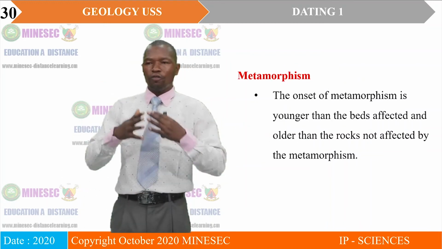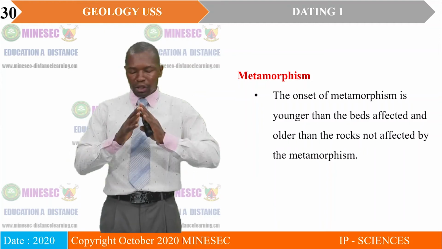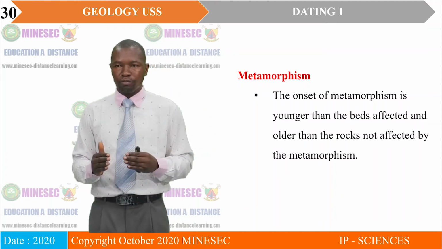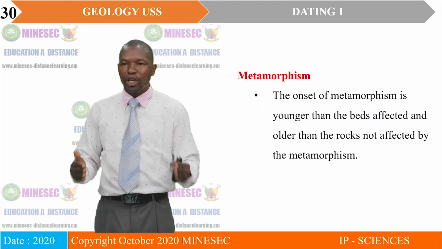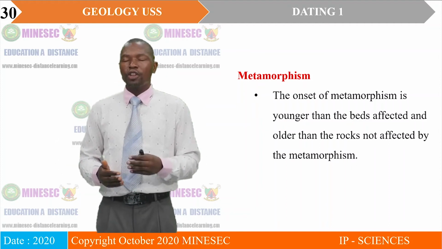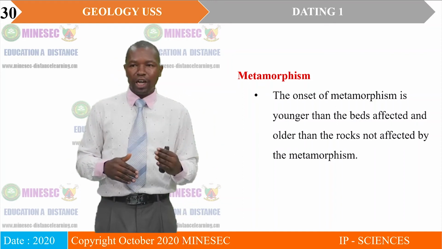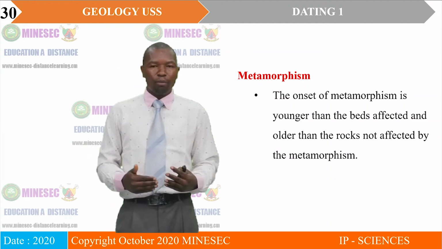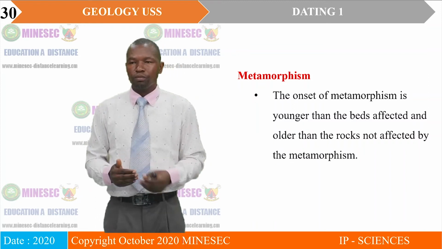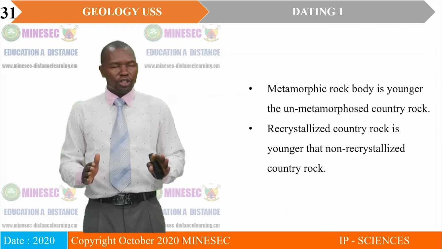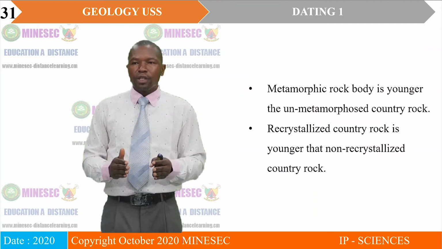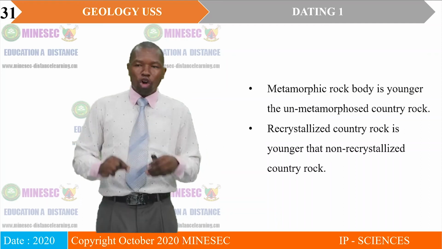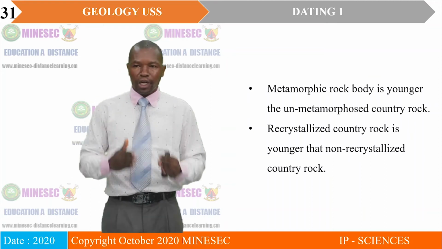We have the process of metamorphism. Metamorphism occurs within rocks, and metamorphism here is what? Change in form. The change in form cannot happen in space. It must happen within a rock body. Therefore, the onset of metamorphism is younger than the beds affected and older than the rocks not affected by the metamorphic process. Metamorphic rocks, therefore, should be younger than the unmetamorphosed country rocks. And then, recrystallized country rock is younger than the non-recrystallized country rock.